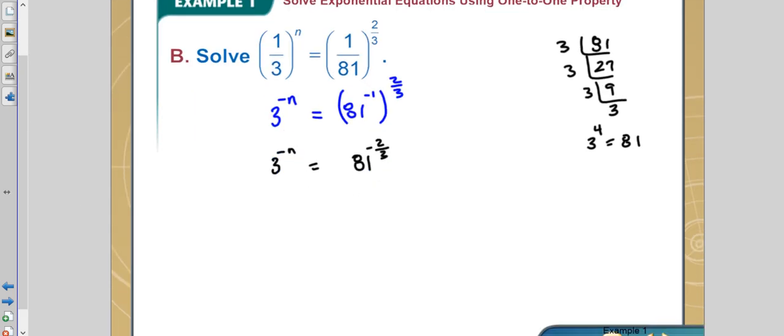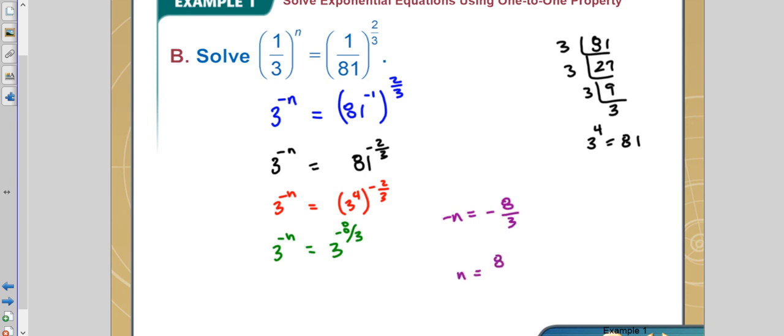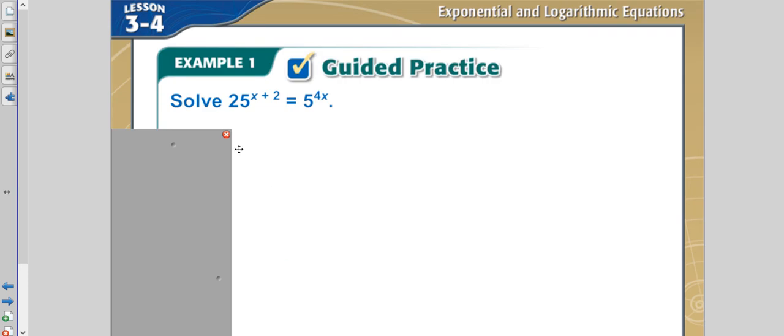And so now we just replace. So we have 3 to the negative n equals 3 to the 4th times negative 2/3. Again, we're going to multiply that through, and so we'll end up with 3 to the negative n equals 3 to the negative 8/3. So if negative n equals negative 8 divided by 3, that means positive n equals 8 divided by 3. And again, if you wanted to, you could graph to check your solutions, but that should be accurate there. So here's one for you to go ahead and try.